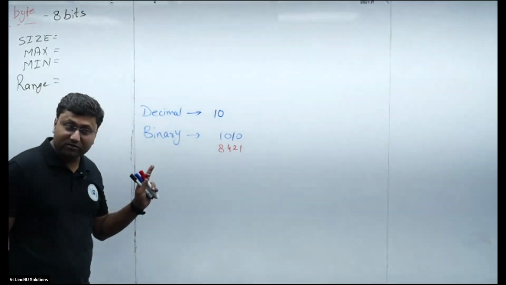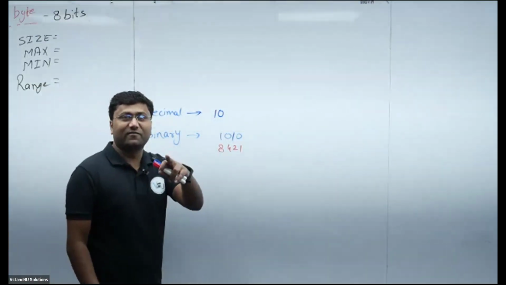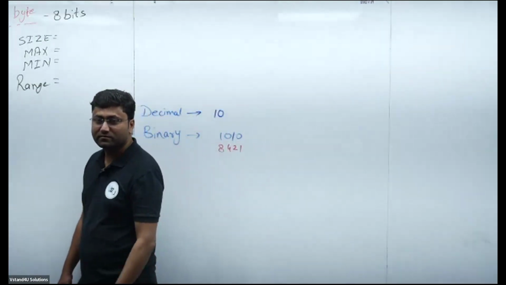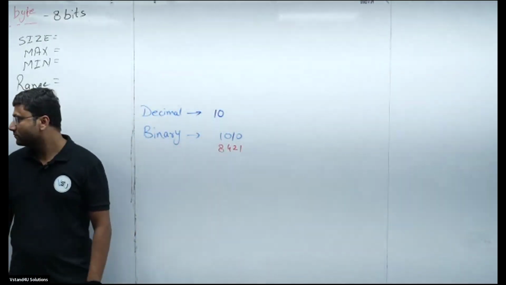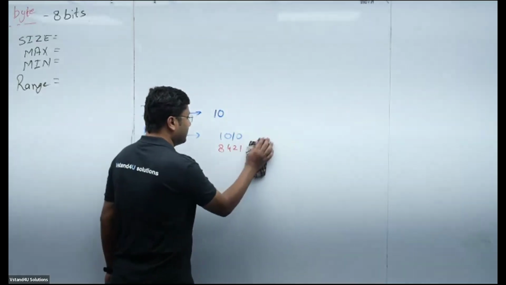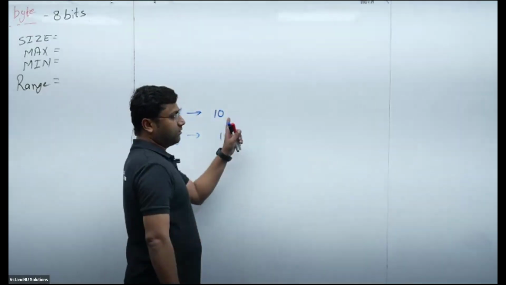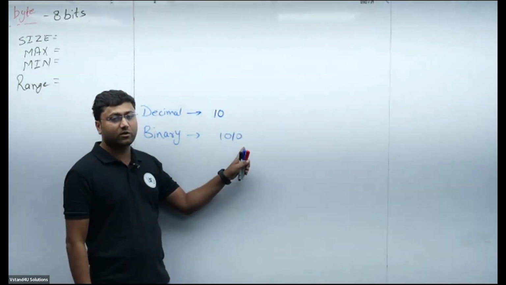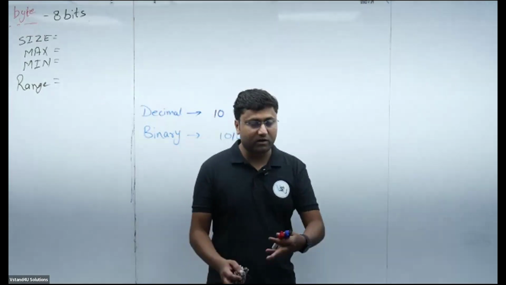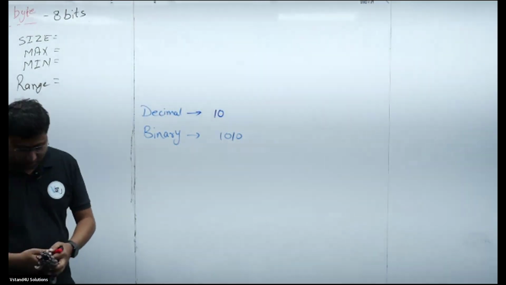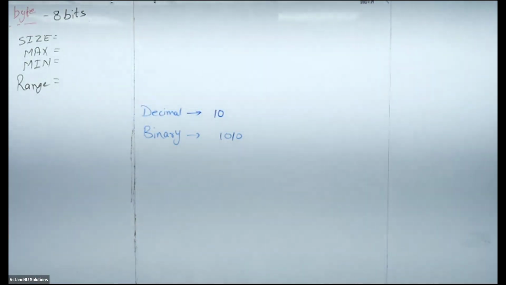Are you aware of this concept? Online folks, are you aware of these concepts? 8, 4, 2, 1. Thank you for responding. So I am trying to store 10. Internally we will store 1010, because ultimately what is going to be stored is a combination of zeros and ones. Am I right? Now let's make progress and move forward.